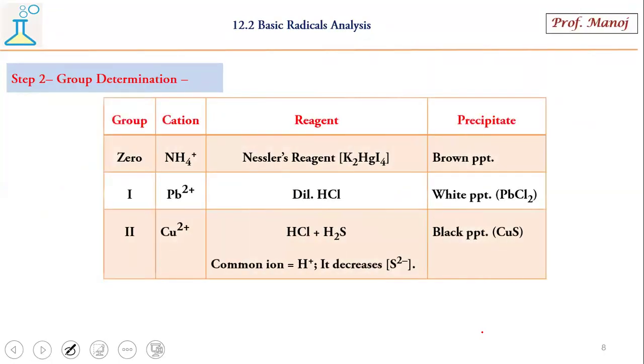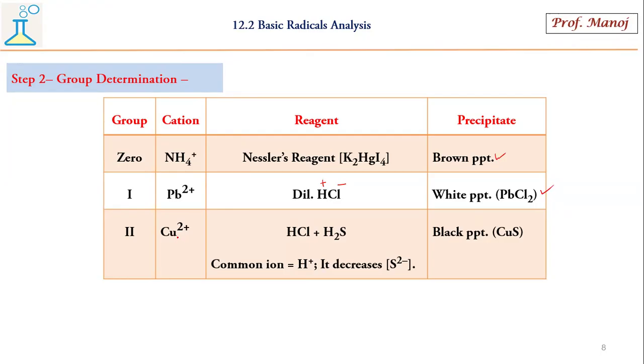So let us begin. The first group is known by the name zero group. Please remember, these group numbers are not periodic table group numbers. They are just given randomly 1, 2, 3, 4. Group number 0 is the ammonium radical, and it reacts with Nessler's reagent to form a brown PPT. Group number 1 contains Pb plus 2, which combines with HCl and forms PbCl2.